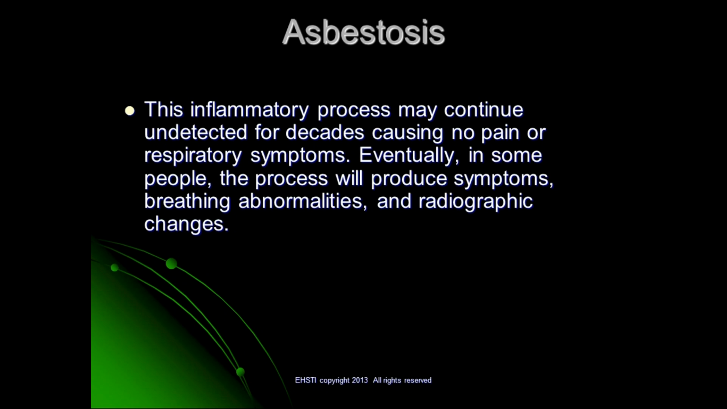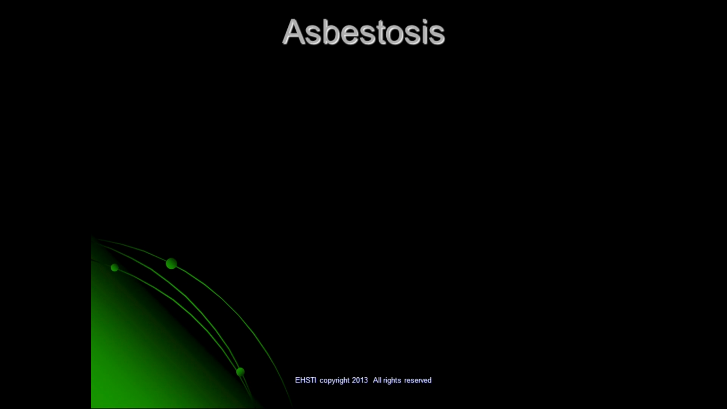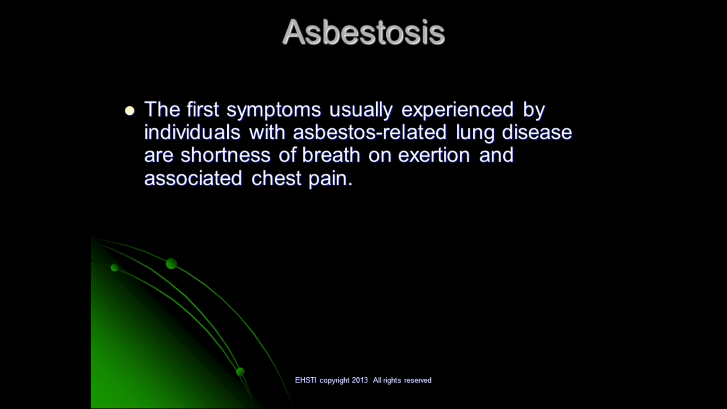The inflammatory process may continue undetected for decades, causing no pain or respiratory symptoms. Eventually, in some people, the process will produce symptoms, abnormal breathing, and radiographic changes. The first symptoms, usually experienced by individuals with an asbestos-related lung disease, are shortness of breath on exertion and associated chest pain.